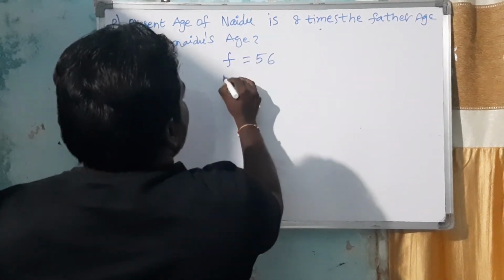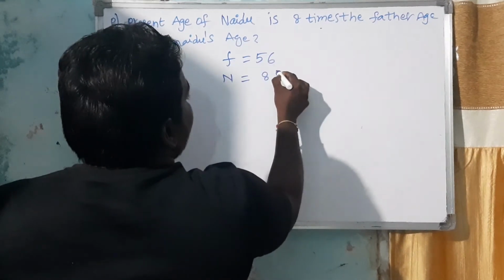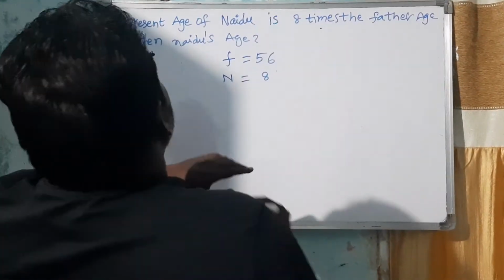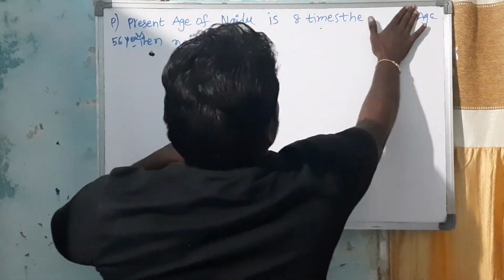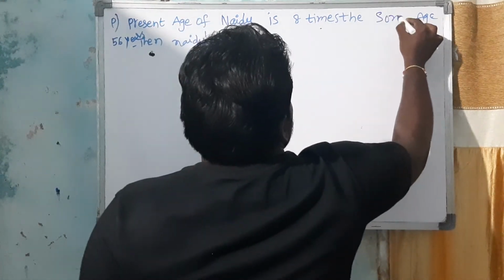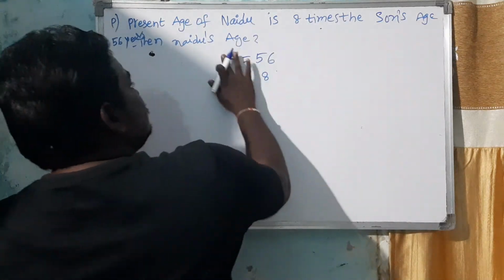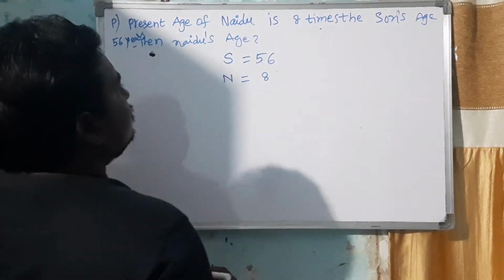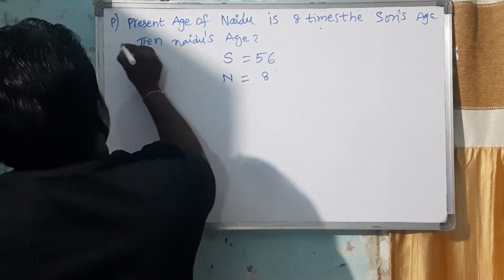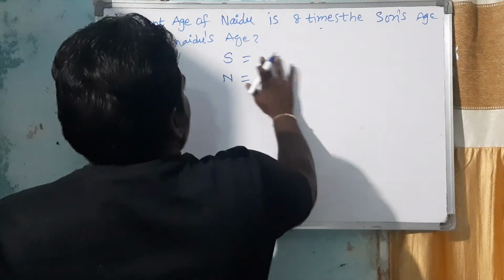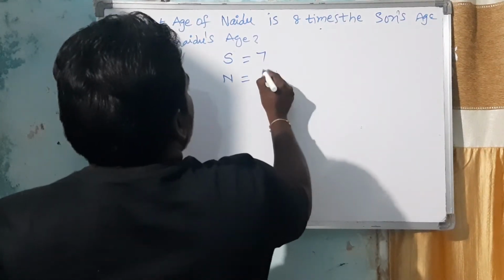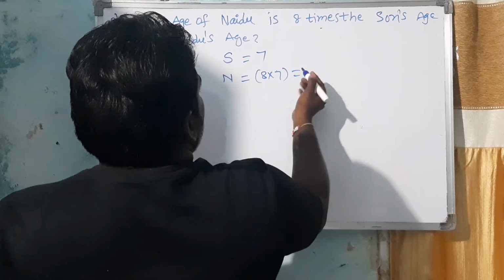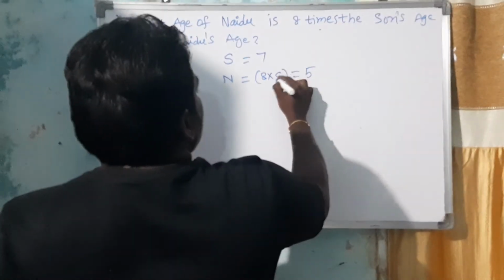What he is saying, present age of Naidu is 8 times of... Naidu is the son. Let me say son's age. Son's age is 8 times the son's age. Son's age, let me take 7 years. What Naidu says, 8 into 7, which is nothing but 56.